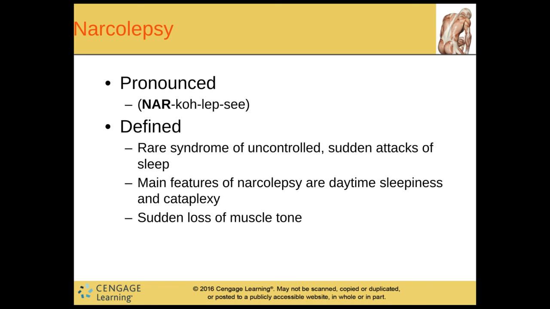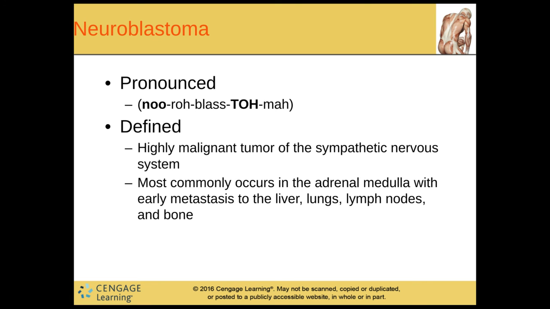Yeah, that's narcolepsy. And then we have a neuroblastoma. So this is a highly malignant tumor of the sympathetic nervous system. It most commonly occurs in the adrenal medulla with early metastasis to the liver, lungs, lymph nodes, and the bone.